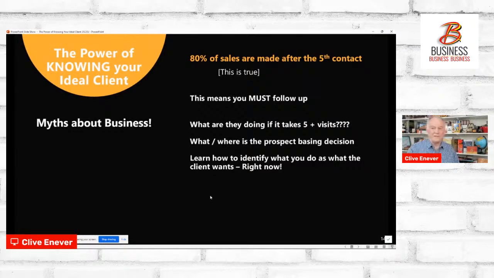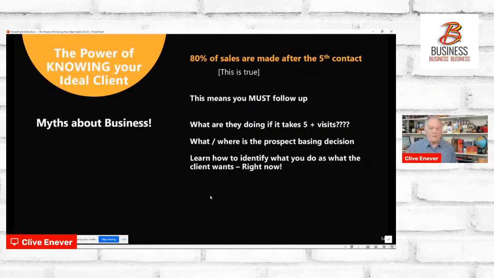What about this: 80% of sales are made after the fifth contact? It's actually true. That's a real statistic, that 80% of sales are made after the fifth contact. Well, that means that if you're in the group that is making 80% of their sales after the fifth contact, it means you have to follow up. It also tells us a whole lot of other things, that there are a whole lot of sales not being made because people aren't following up, because a lot of people give up after the second call. More important than that, what we really want to understand is how to make the sale the first time, but we'll get to that in a moment.